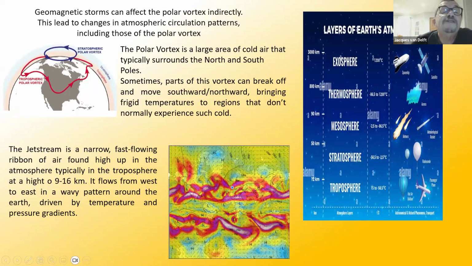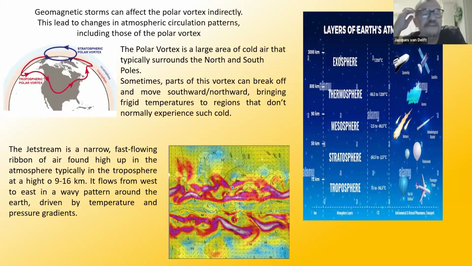Okay, it leads to the change in atmospheric circulation patterns, including those of the polar vortex. And the polar vortex is a large area of cold air that typically surrounds the north and south poles. Sometimes parts of this vortex can break off and move southwards or northwards, depending on which pole you're looking from, bringing frigid temperatures to the regions that don't normally experience such cold.